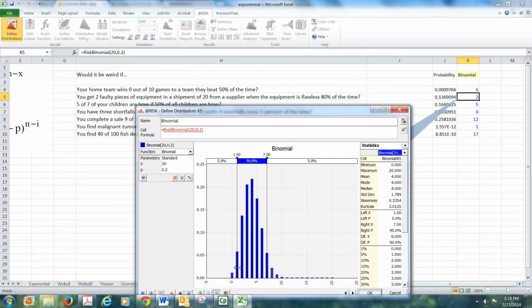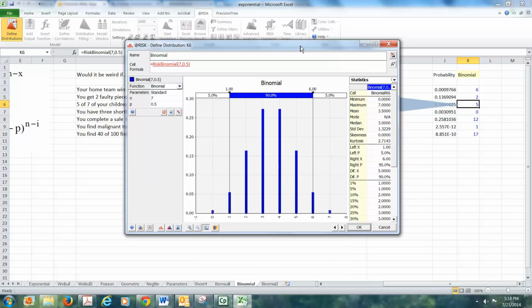20 pieces of equipment get sent. You can see here, this is a picture of the variability in the world. These are the things that could happen. Clearly, this is the most likely thing that would happen, that there would be 4 defects. We had 2, and that has that 13% chance of occurring. Not so terribly weird.